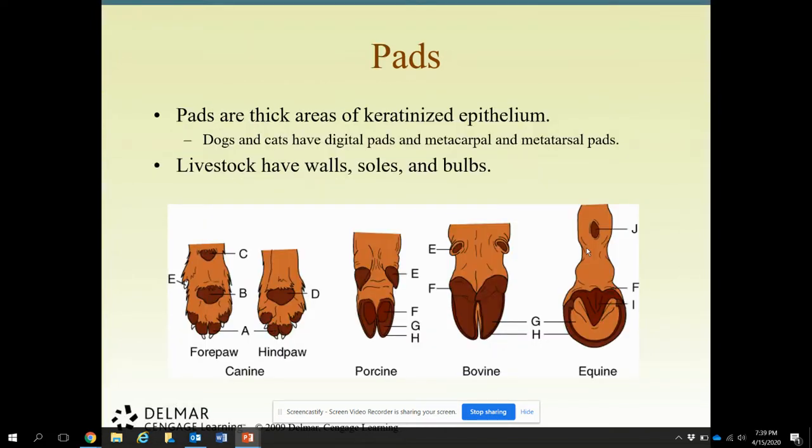Pads are thick areas of keratinized epithelium. Dogs and cats have digital pads and metacarpal and metatarsal pads. So metacarpal pads would be on the front legs, metatarsal pads would be on the hind legs. Livestock have walls of the hoof, the soles, and the bulbs. So the walls of the hooves are this outer portion here. The soles are inside here, and then the heel bulbs are back here. So the walls, the soles, and the heel bulbs. So in porcine pigs, bovine cow, equine horses.